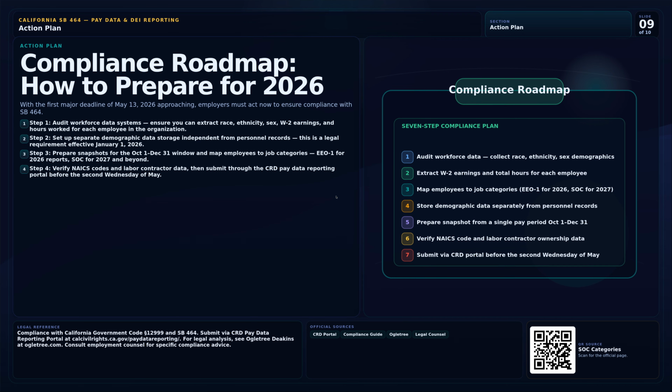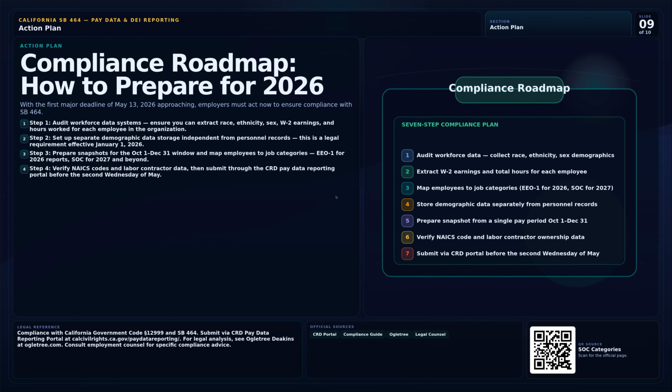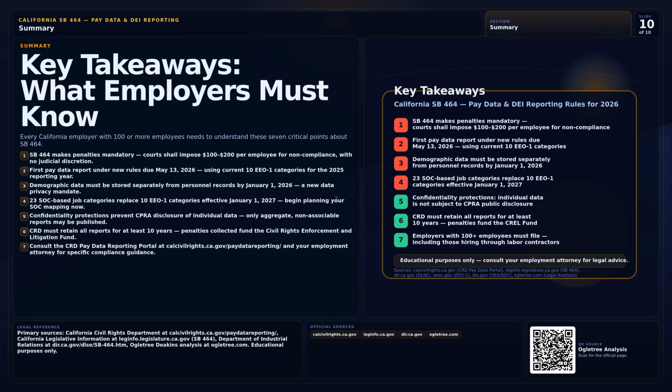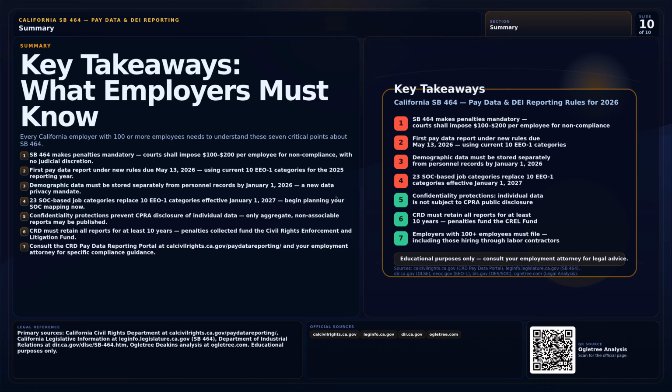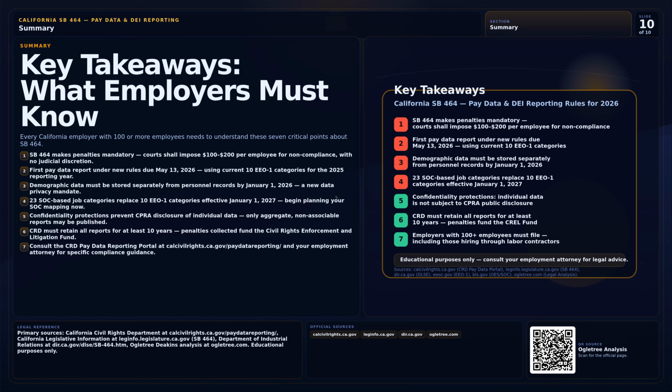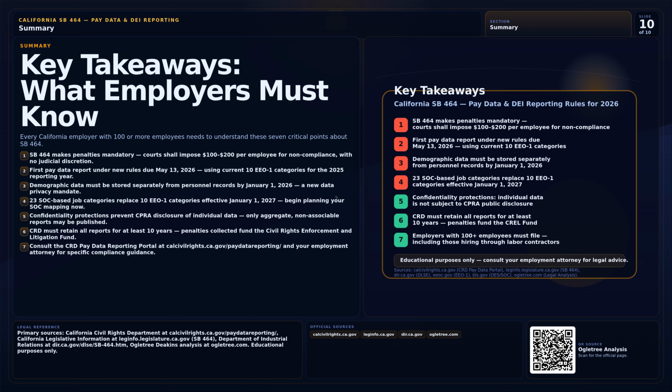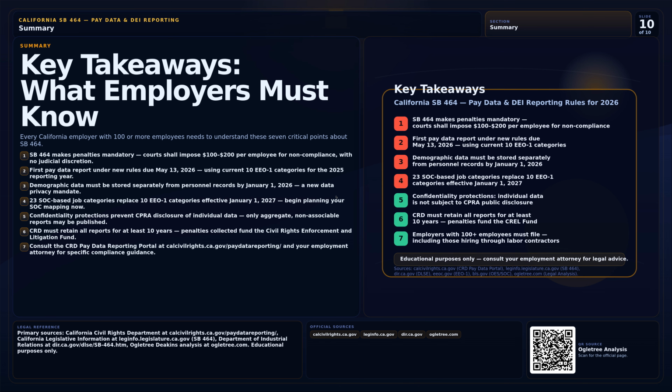Number 2. The first pay data report under the new rules is due May 13, 2026, using the current 10 EEO-1 categories for the 2025 reporting year. Number 3. Demographic data must be stored separately from personnel records by January 1, 2026. This is a new data privacy mandate that requires immediate action. Number 4. 23 SOC-based job categories replace 10 EEO-1 categories effective January 1, 2027. Begin planning your SOC mapping now.